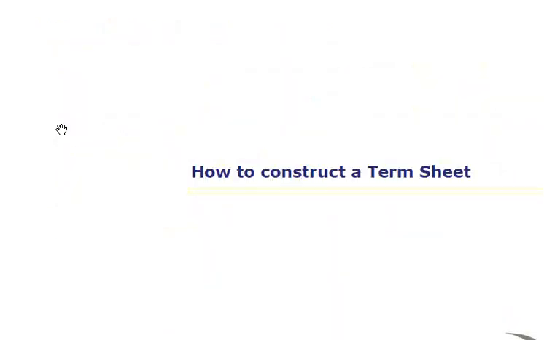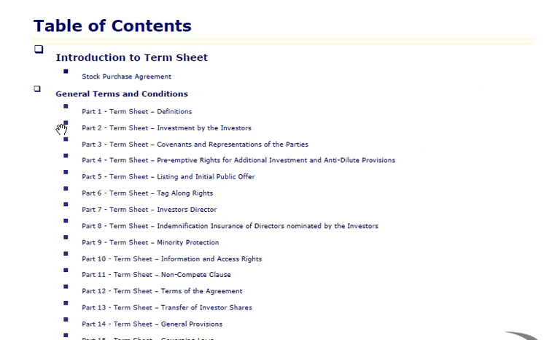So in this video we are going to discuss how to construct a term sheet, because in investment banking the term sheet is a very crucial concept, and without it there's no deal in startup or mature companies. So in the term sheet we have a table of contents, and that has a number of items. Let's say the first one is the stock purchase agreement.